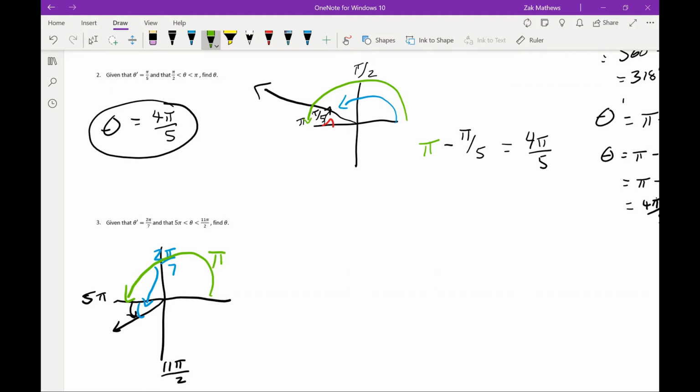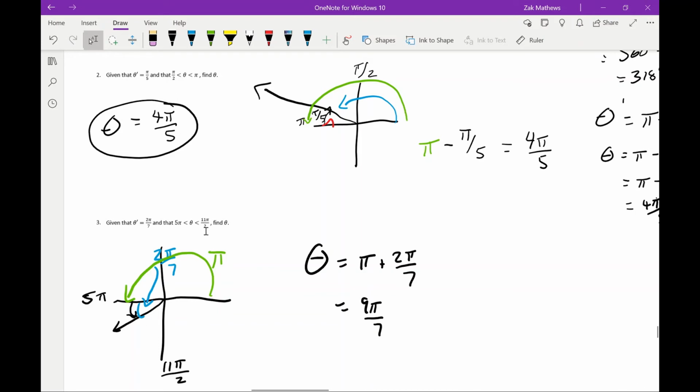So to find our angle theta, theta would be equal to pi plus 2 pi over 7 more. And so we would get 7 pi over 7, and then another 2 pi over 7 would be 9 pi over 7. And that would place in the correct spot. That would be coterminal with the angle that we want. But remember, we need to make sure we're satisfying the criteria. We want to be between 5 pi and 11 pi over 2, and 9 pi over 7 is not there.